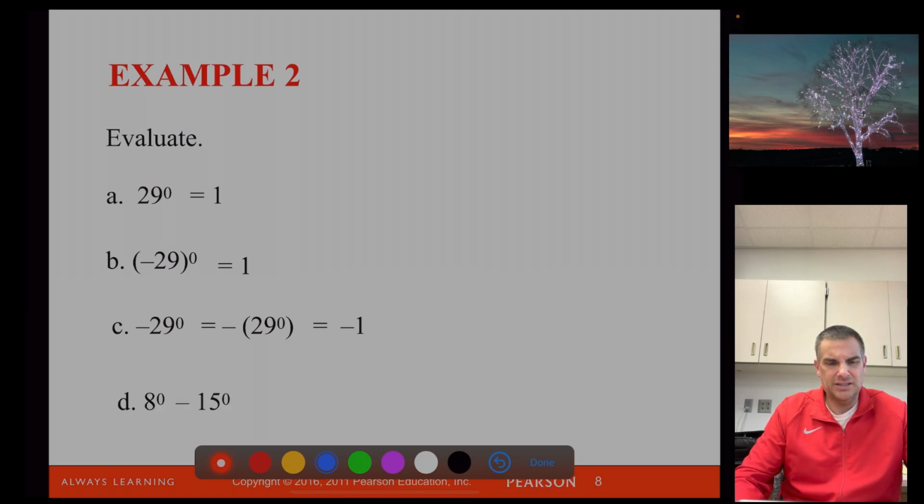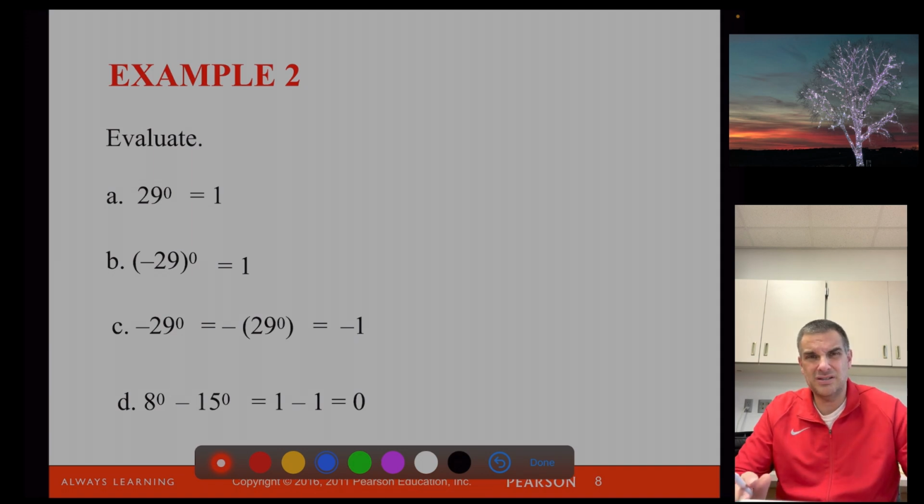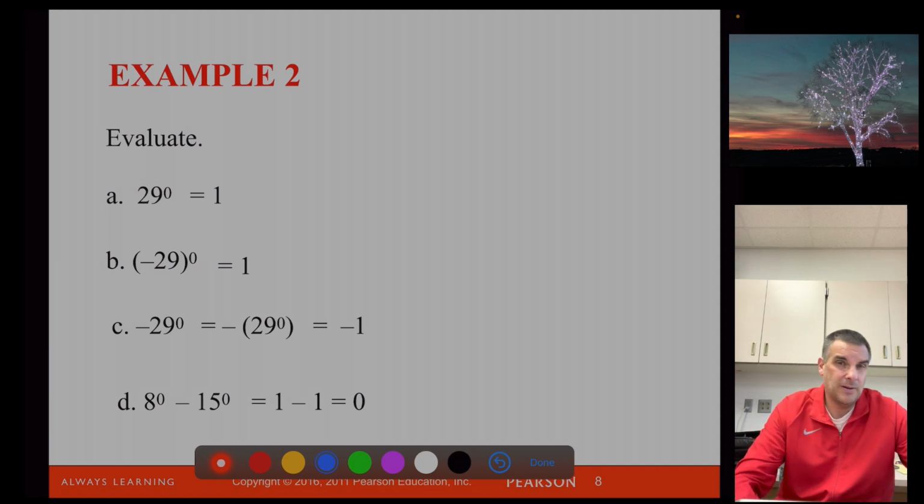Be a little careful with that one. 8 to the 0 minus 15 to the 0. 1 minus 1. Because remember, the 15 is the only one being brought to the 0. So the answer is 0. So just be careful. Watch where the parentheses are. Make sure you know what's taken to the 0 power. Inside of the parentheses is where it's at.